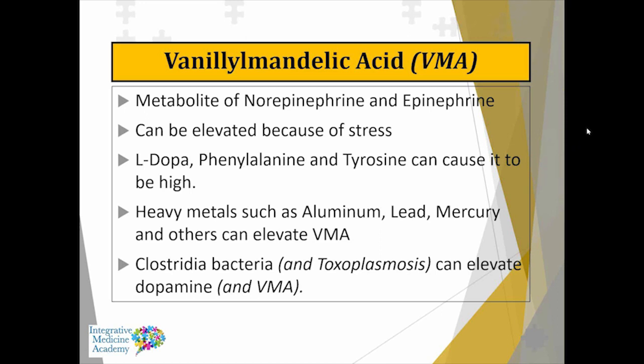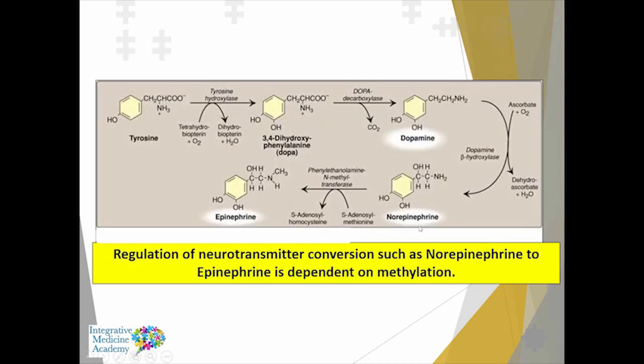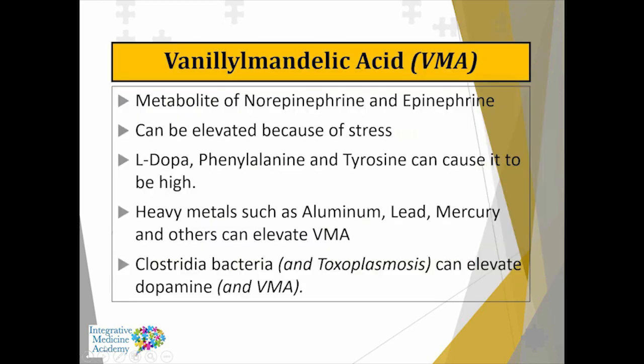Also, breakdown enzymes could be a problem too, and so are converting enzymes. So here we've got tyrosine converting to dopa, converting to dopamine, and then a conversion to norepinephrine and then epinephrine. By the way, Clostridia bacteria is not going to cause an elevation of VMA, particularly if that dopamine beta hydroxylase enzyme is getting inhibited. It depends on how much inhibition is happening.